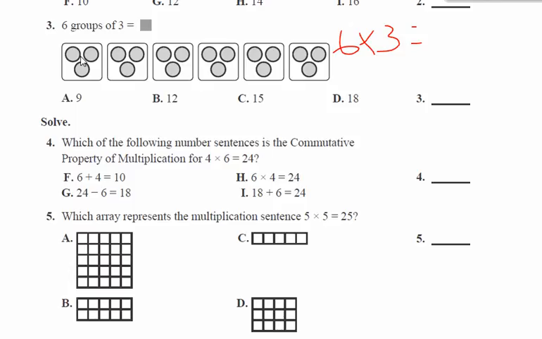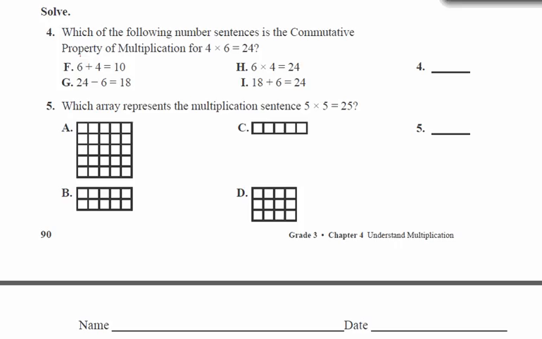Okay, it says, which of the following number sentences is a commutative property of multiplication? Well, out of all those, which one's multiplication? Which one has a multiplication sign? H does. And look at number five. It says, which array represents the multiplication of 5 times 5?